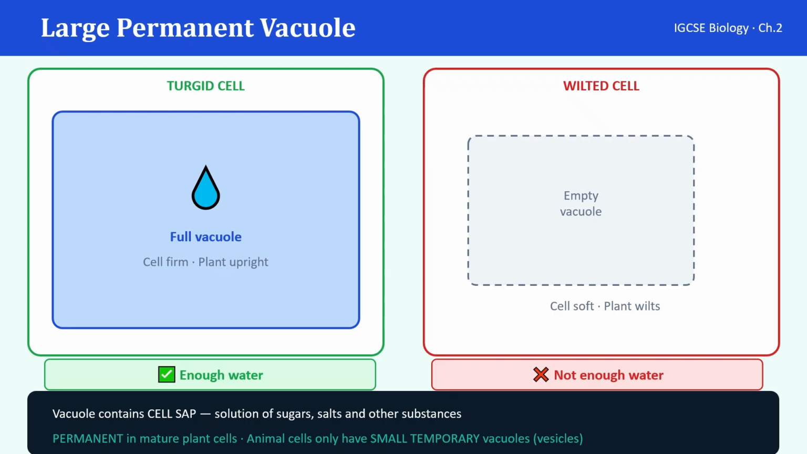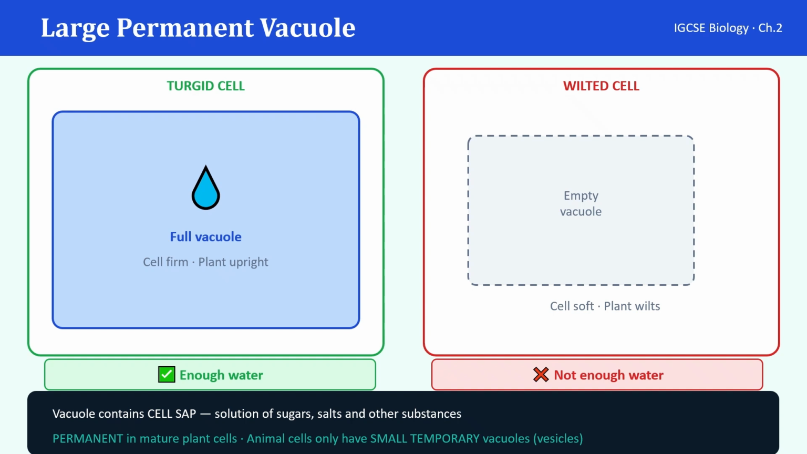The word permanent is very important here. In mature plant cells, the vacuole is always there. It is a permanent feature. Compare this to animal cells, which do not have a large permanent vacuole. They actually have very small temporary vacuoles called vesicles. So this difference comes up in exams constantly, and we will see it in the examiner trap slide as well.